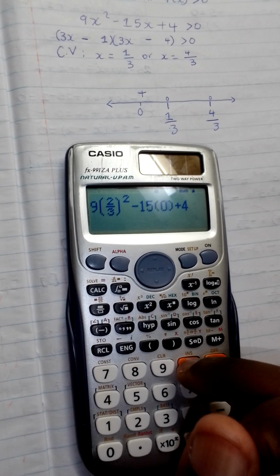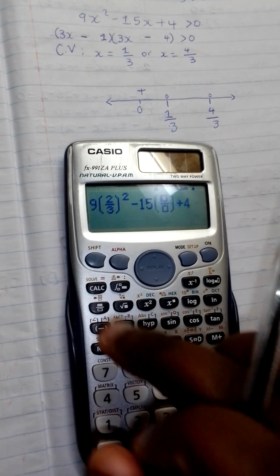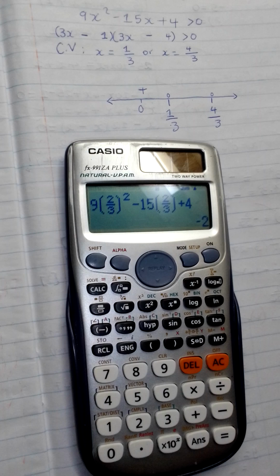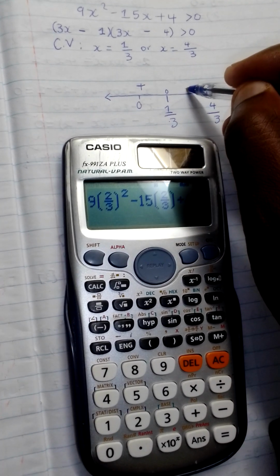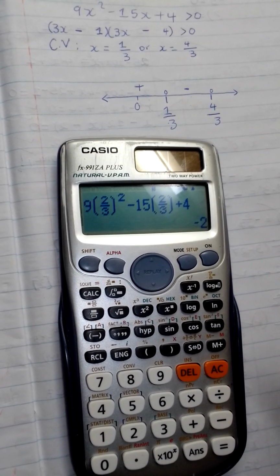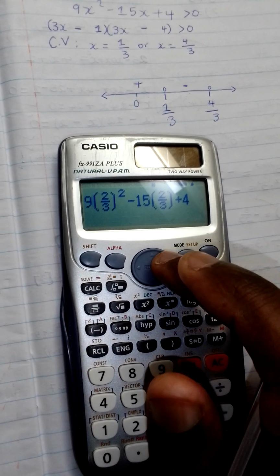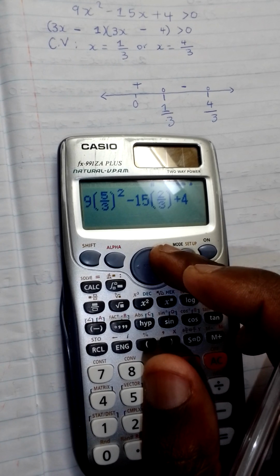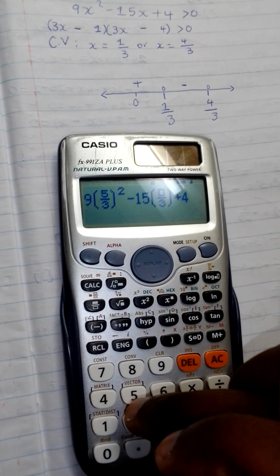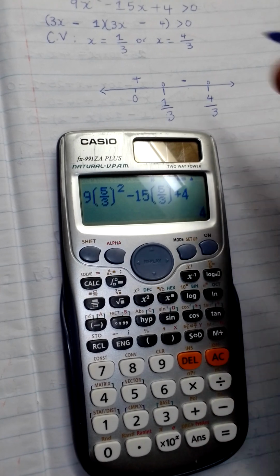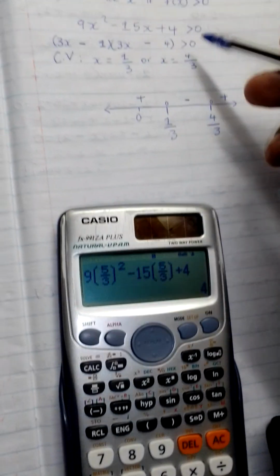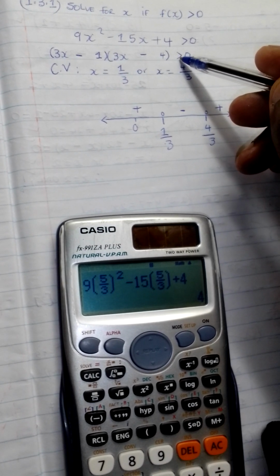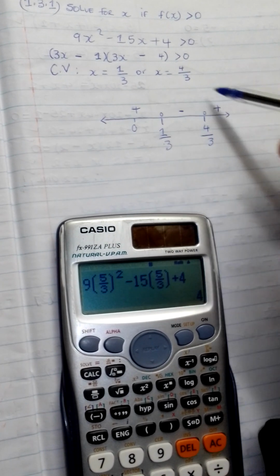For values that lie between the two critical values, you can use any value that tickles your fancy. That doesn't really matter. So okay, we get a negative there, and then let's see what we get there. For values that are greater than 4, we get a positive there. Remember, we're looking for values that give us a positive answer, and these are those values.